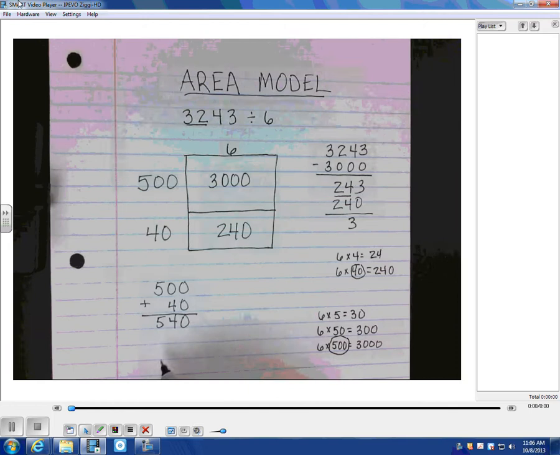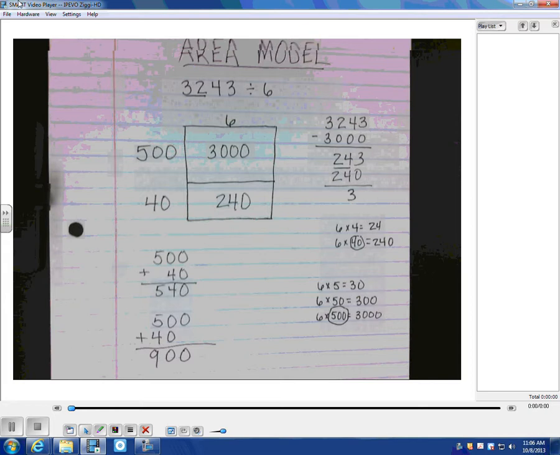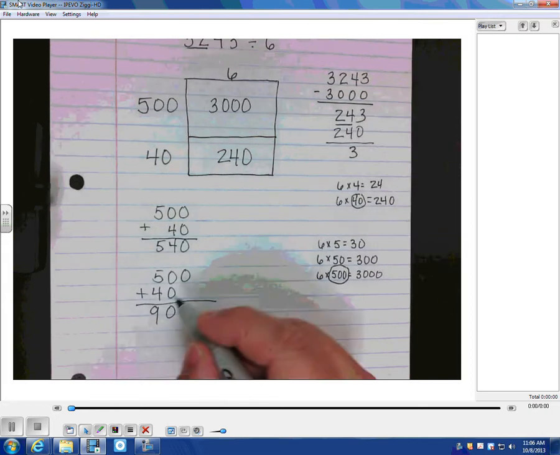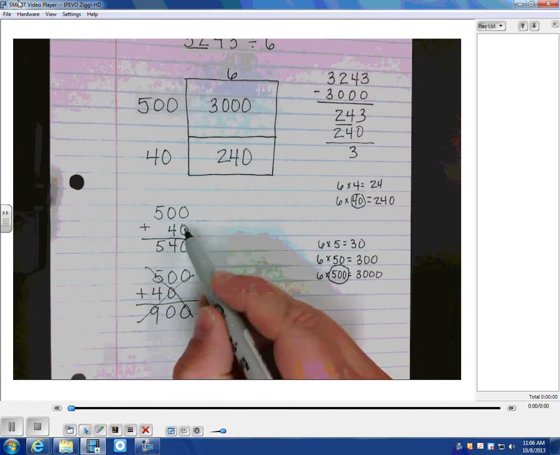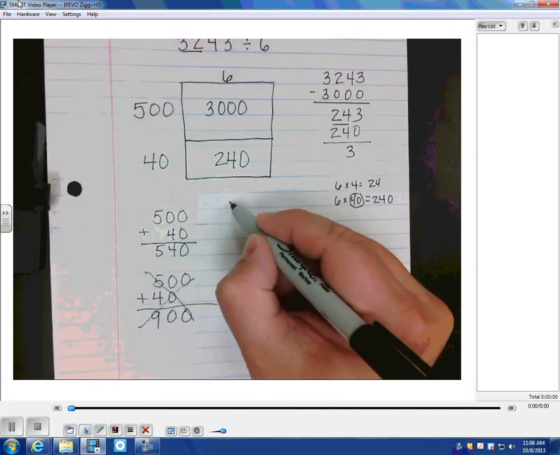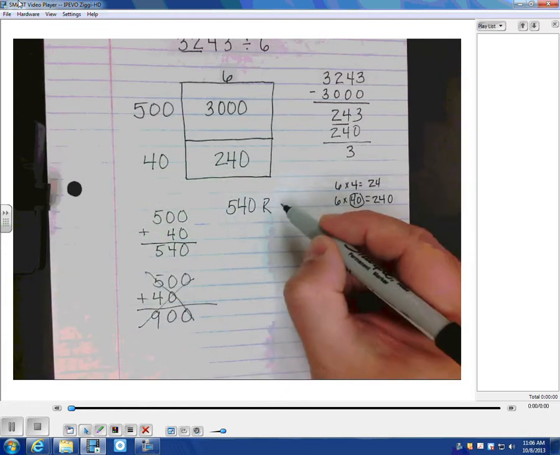Do not do it this way, because this is an easy mistake some people make. They come over and they'll set it up like that, being in a hurry, and they'll say it's 900. Okay? So that is not correct. Make sure you line it up properly. So my answer to this problem is 540, remainder 3.